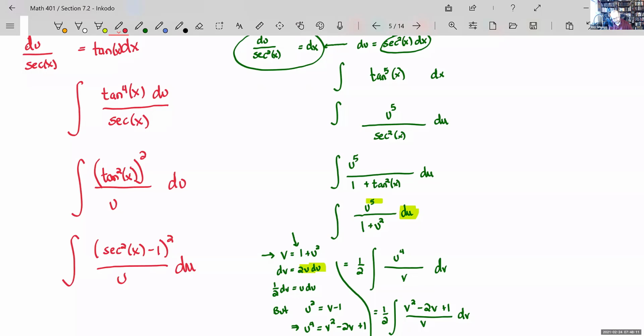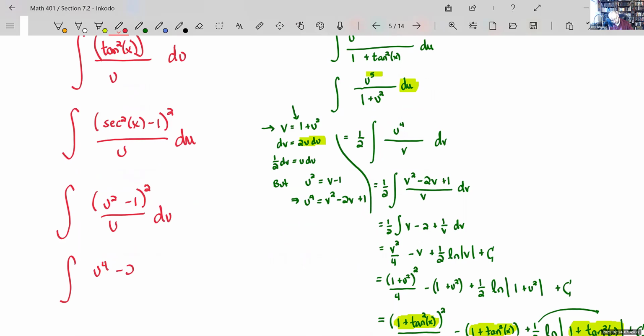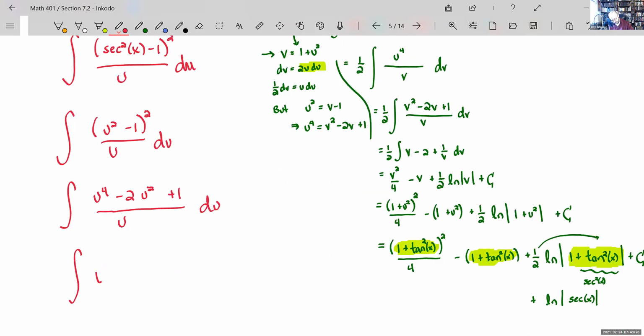And secant is u. U squared minus 1 squared over u du. And now multiply out that numerator: u to the 4th minus 2u squared plus 1 over u du. And you get down to something else you can integrate: u cubed minus 2u plus 1 over u du.